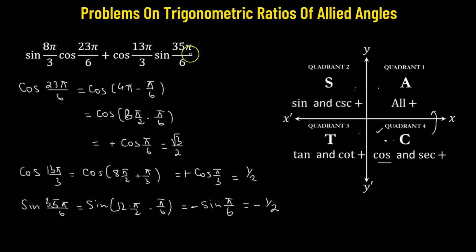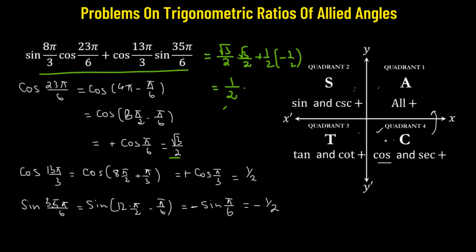So now we have all the values which we can substitute into the given expression. So for sine 8 pi over 3, we obtained the value square root of 3 over 2. This will be multiplied by cosine of 23 pi over 6. That value is also square root of 3 over 2. Then we have cosine of 13 pi over 3, so that's +1/2, multiplied by sine 35 pi over 6, so that's -1/2. And when we compute this, it comes out to be 1/2. So this is the value of the given trigonometric expression.